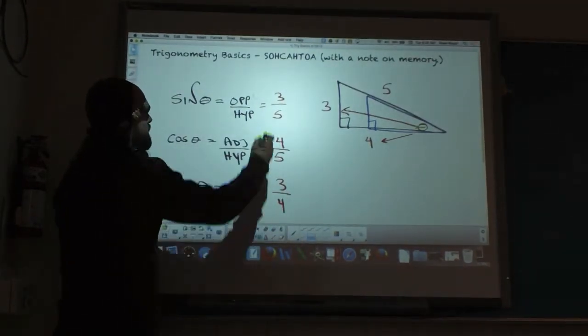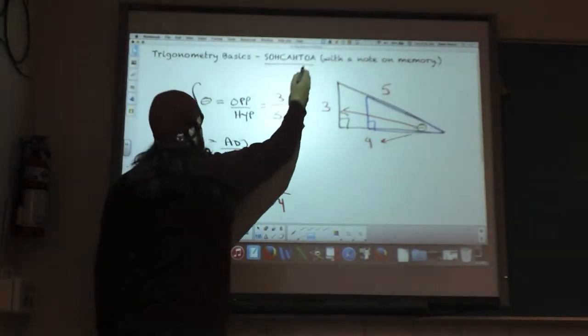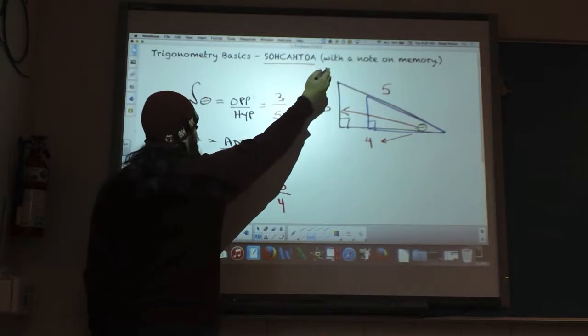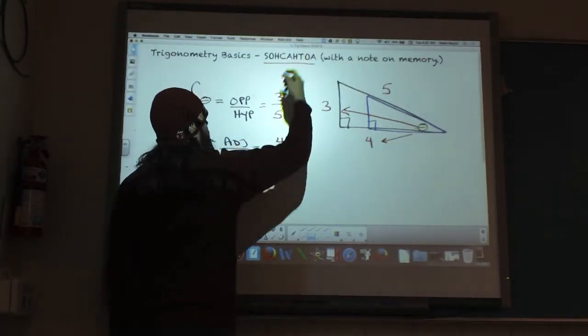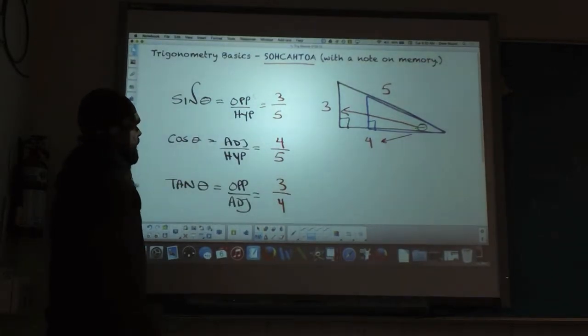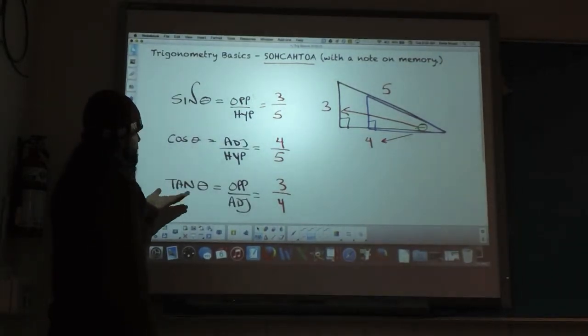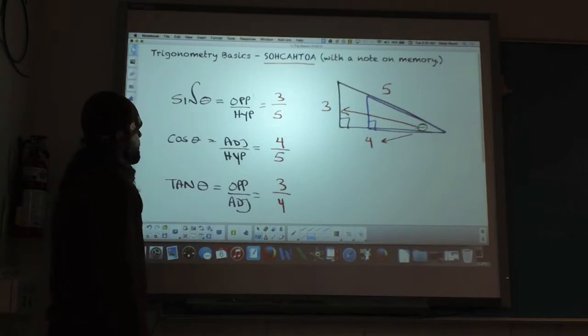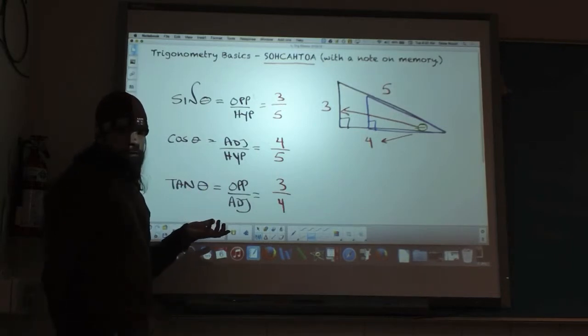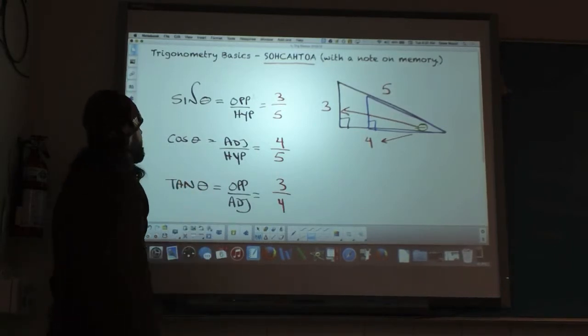So that's what SOHCAHTOA is. It's a way to remember. Sine is opposite over hypotenuse, cosine is adjacent over hypotenuse, and tangent is opposite over adjacent. These are the big three of the trig functions. Now these trig functions come with ugly cousins. And the ugly cousins are actually the reciprocals. And we don't use them as much. We could, but we don't use them as much.